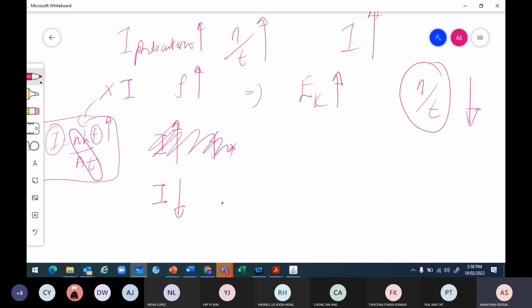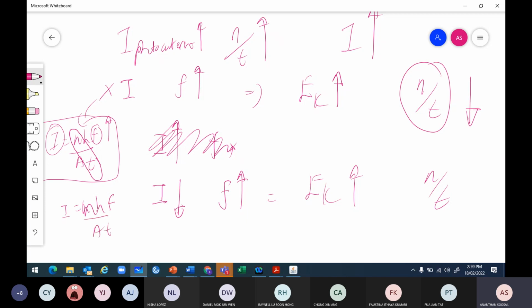Intensity decreased, at the same time frequency raised. What happens to EK? What happens to N over T? Guys, come on, this is important. Or you can tell me in the class itself. Anybody? EK increases, because EK is just checking the frequency. N over T? No change.